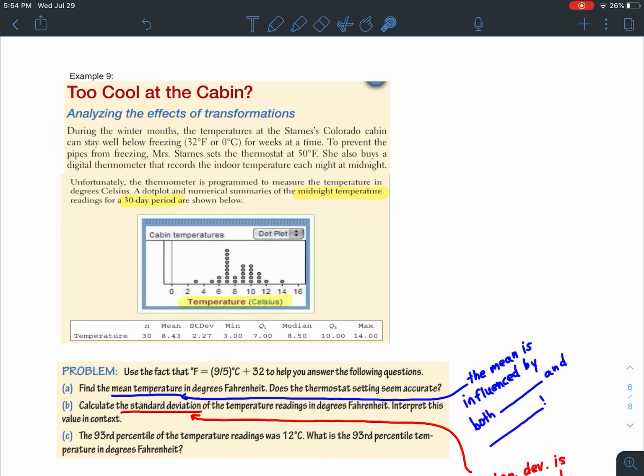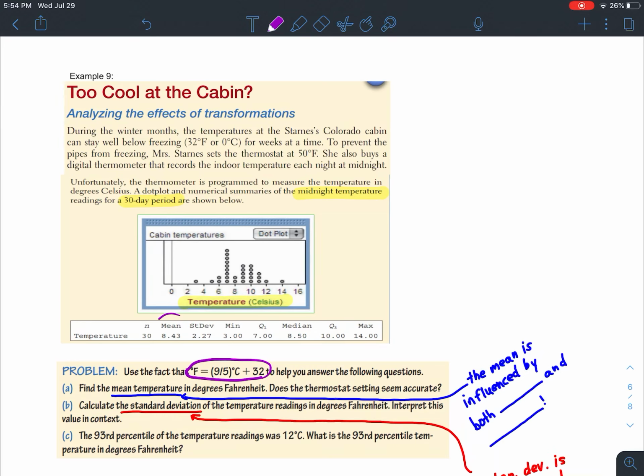Okay, you can see here we have some computer output. Okay, and then they give you the formula for how to convert from Celsius to Fahrenheit. Problem number 1 says, or part A rather, says find the average temperature in degrees Fahrenheit.